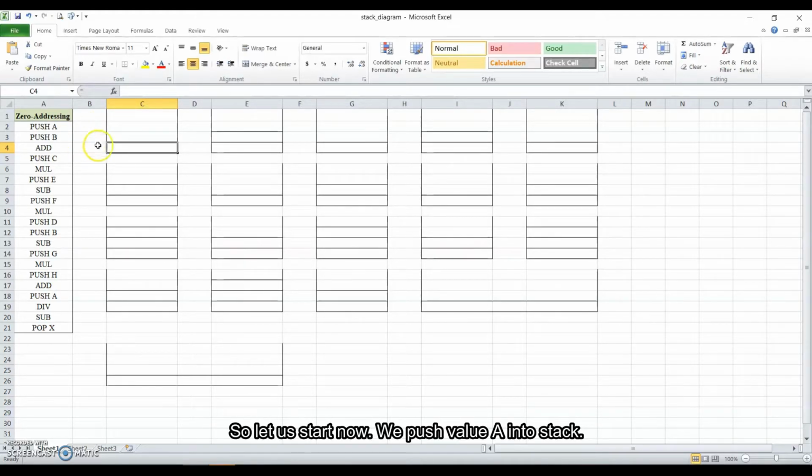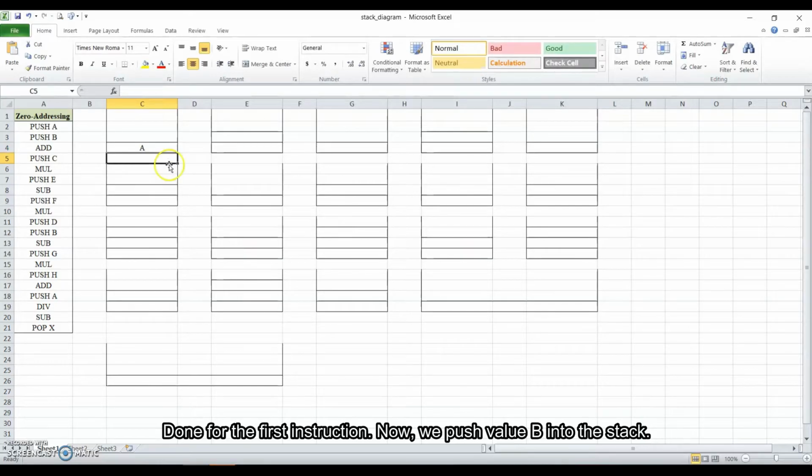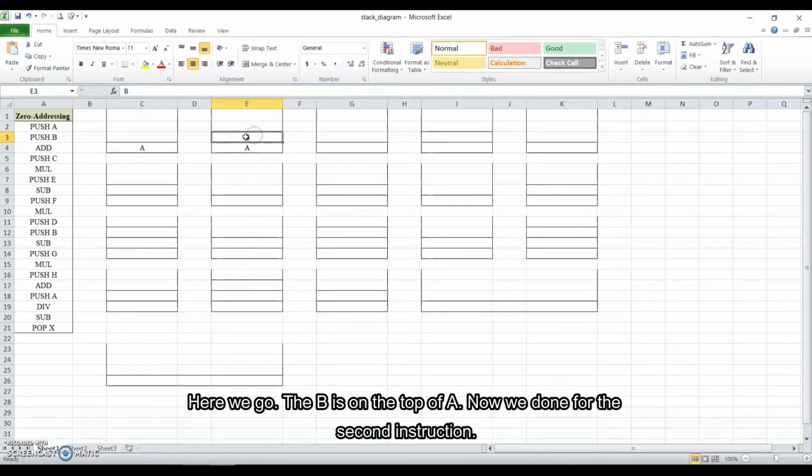We push value A into the stack. Now done for the first instruction. Now we push value B into the stack. Now at the bottom part we have value A, and the upper part we have B. Here we go, B is on top of A. So now we're done for the second instruction.